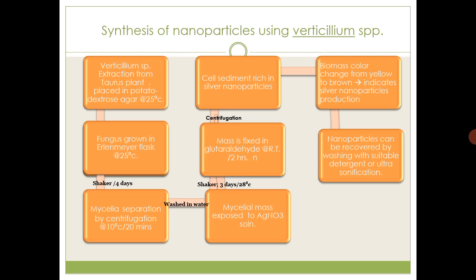Now, as we are doing this, we are carrying out the synthesis of silver nanoparticles. So our substrate is the AgNO3 solution in this process. We will expose our harvested mycelial mass to this solution, having a pH of 5.5 to 6, in the same Erlenmeyer flask, so that the Verticillium species is able to synthesize from this AgNO3 and produce the silver nanoparticles intracellularly. In this step also the conditions are 3 days, 28 degrees Celsius, shaker conditions.